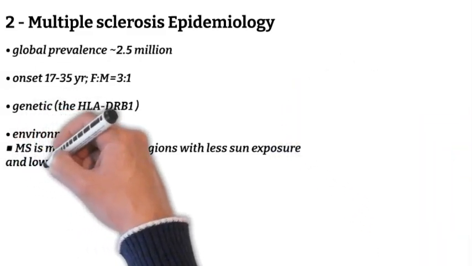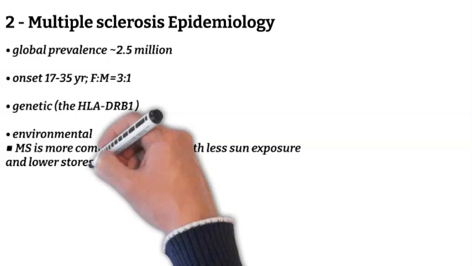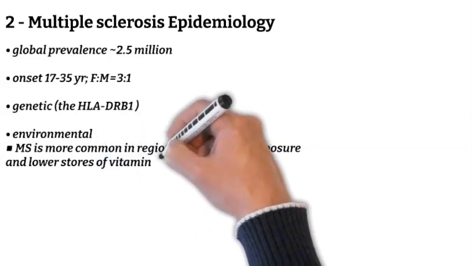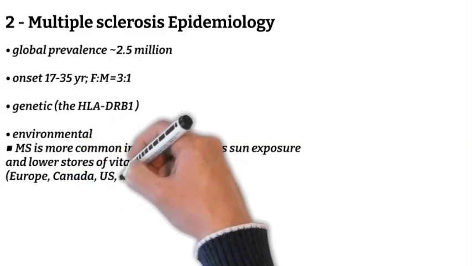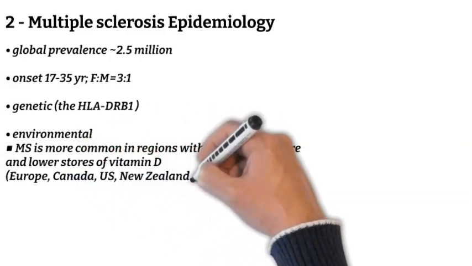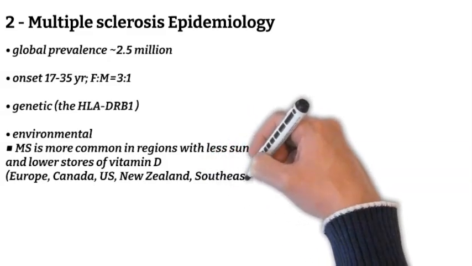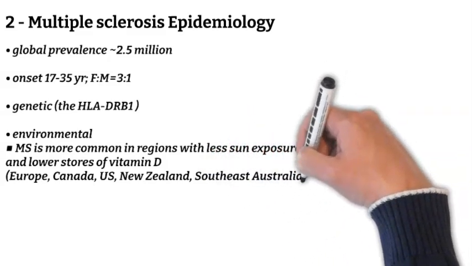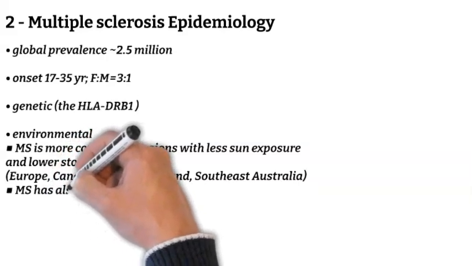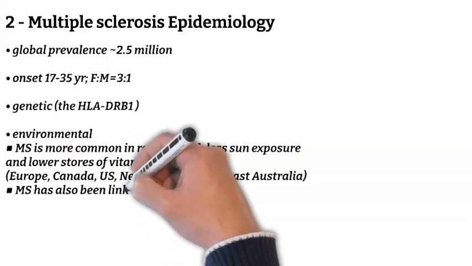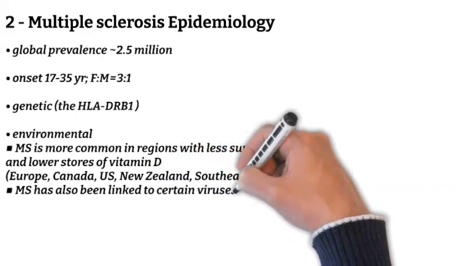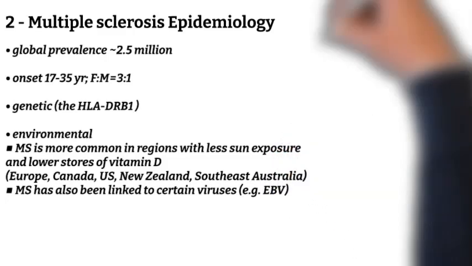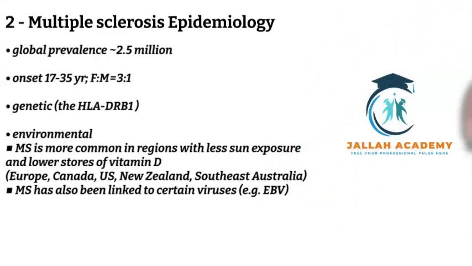Environmental factors. Multiple sclerosis is more common in regions with less sun exposure. Less sun exposure leads to less vitamin D. So in terms of environmental factors, less sun exposure, less vitamin D. So countries like those in Europe, Canada, US, New Zealand, and Southeast Australia, and any other country that has less sun. The second environmental factor is a link with a virus called Epstein-Barr virus.